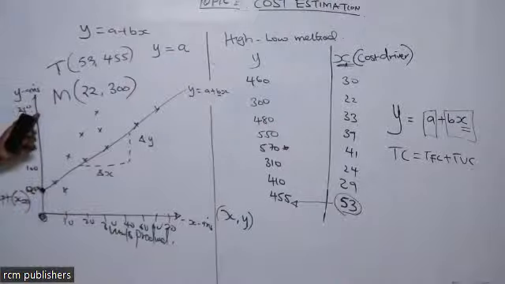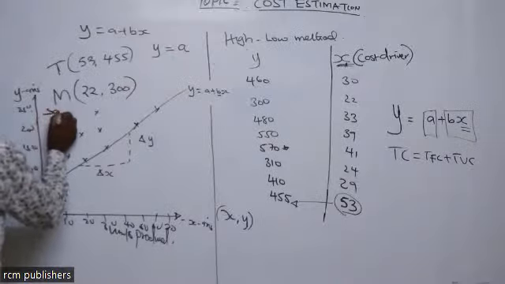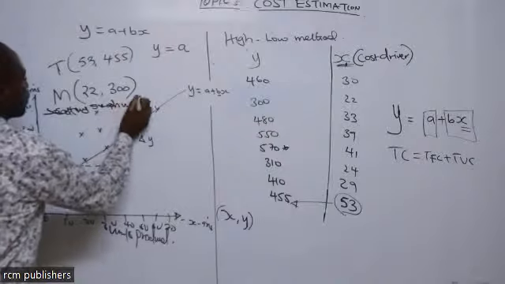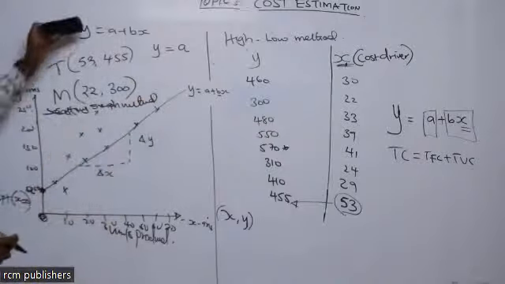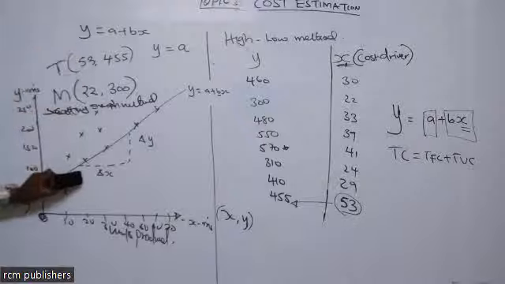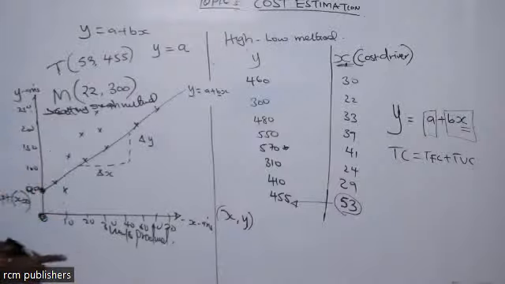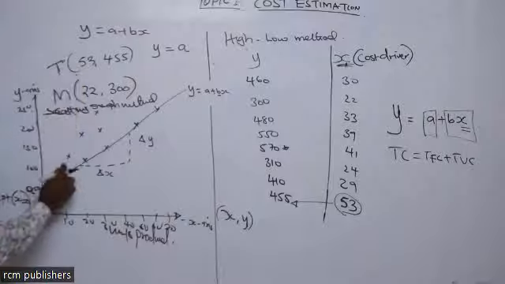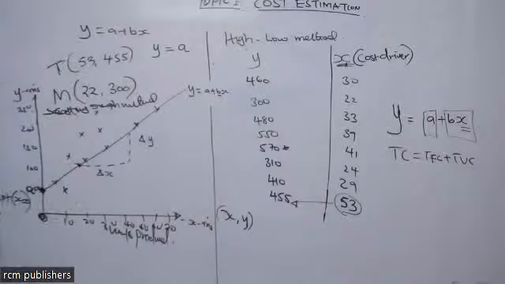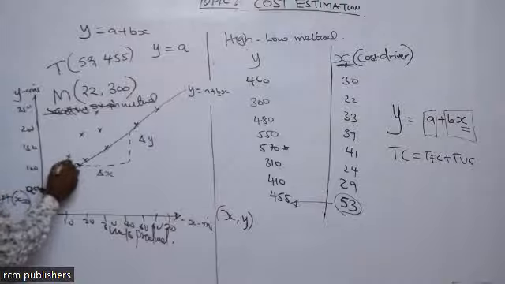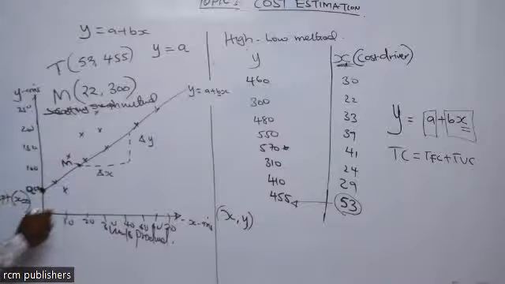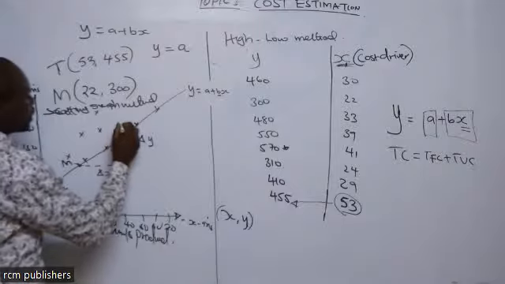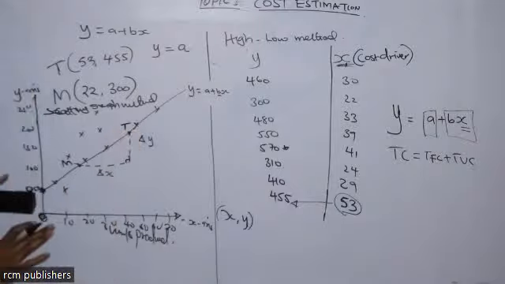So this is the concept of what we call the scattered graph method. It is going to help us understand what you're going to do under the high-low method. Once that is done, the coordinates I was referring to, we can take these two to be those coordinates. So at this point here, we have T, and at that point, we have M. Those are the two coordinates we were referring to.